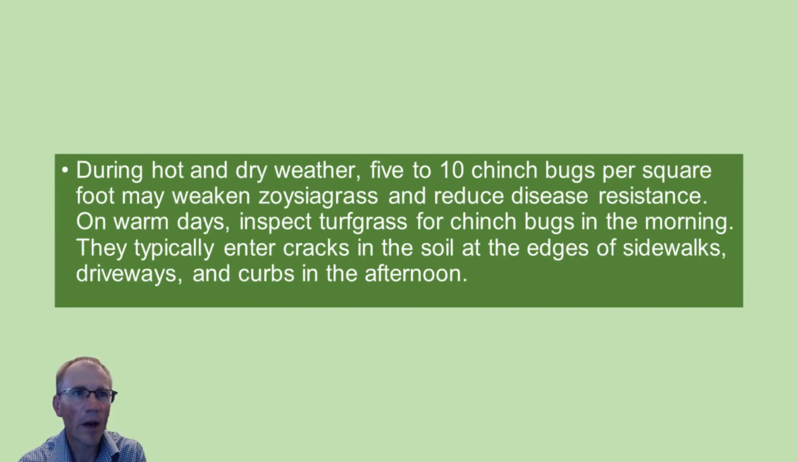During hot and dry weather, 5 to 10 chinch bugs per square foot may weaken zoysia grass and reduce disease resistance. On warm days, inspect turf grass for chinch bugs in the morning. They typically enter cracks in the soil at the edges of sidewalks, driveways, and curbs in the afternoon.